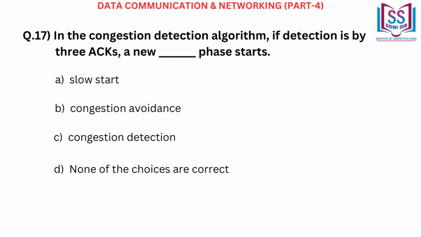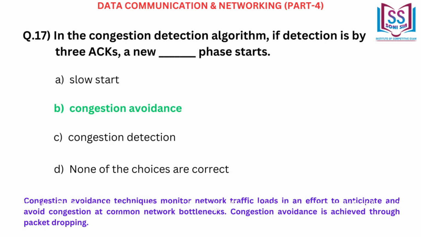A. Slow start. B. Congestion avoidance. C. Congestion detection. D. None of the choices are correct. Correct answer D. Congestion avoidance. Congestion avoidance techniques monitor network traffic loads in an effort to anticipate and avoid congestion at common network bottlenecks. Congestion avoidance is achieved through packet dropping.